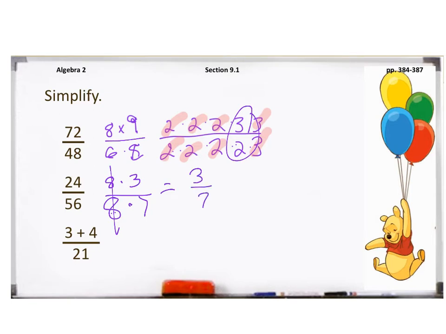All right, 3 plus 4 over 21. I cannot cross the 3 out of the 21 and then say that it's 4 over 7, because you can only cross off factors. So 3 plus 4 is 7. I divide that by 21. I have 7 over 7 times 3. This gives me 1/3.